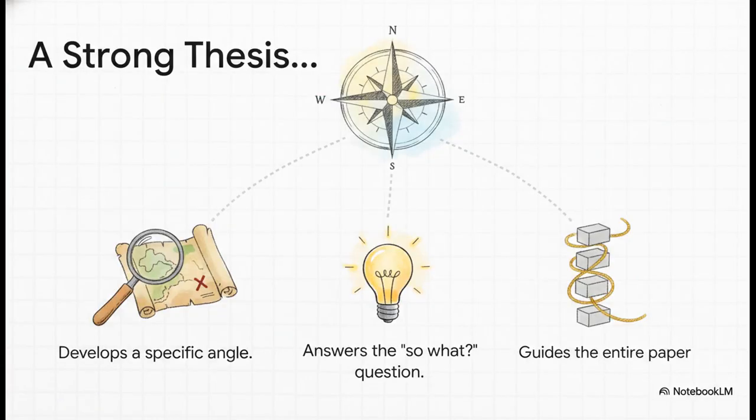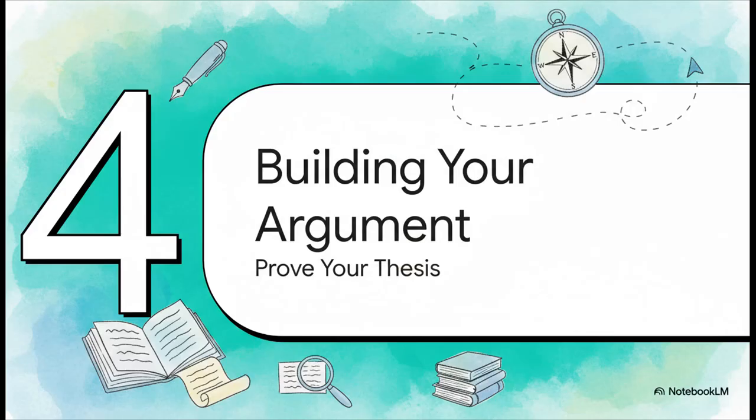So what does a great thesis actually look like? Well, for one, it's specific, not some vague general statement. It has a clear, unique angle, your take on the issue. And this one is huge. It has to answer the so what question. Why does your argument even matter? That's what makes it a real academic point. And finally, every single paragraph, every piece of evidence in your paper should circle back to proving that one sentence. Your GPS is set. Your thesis is ready.